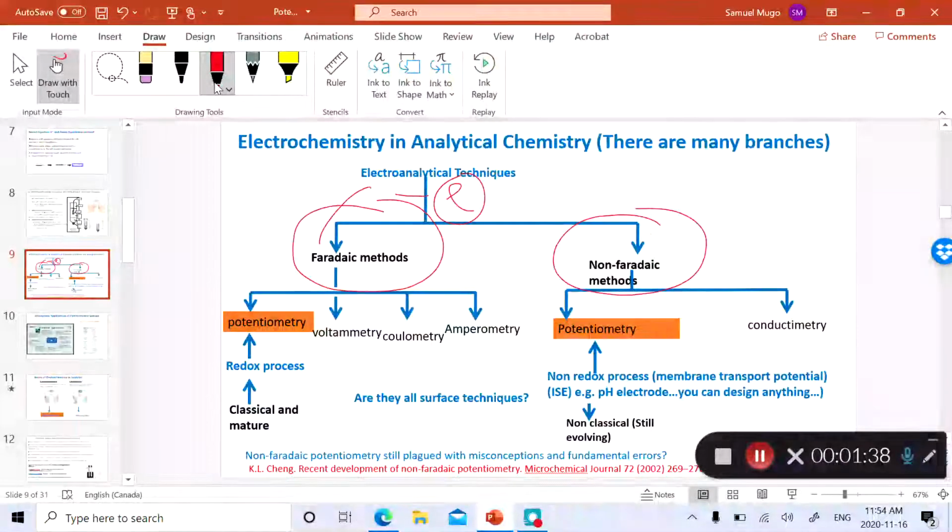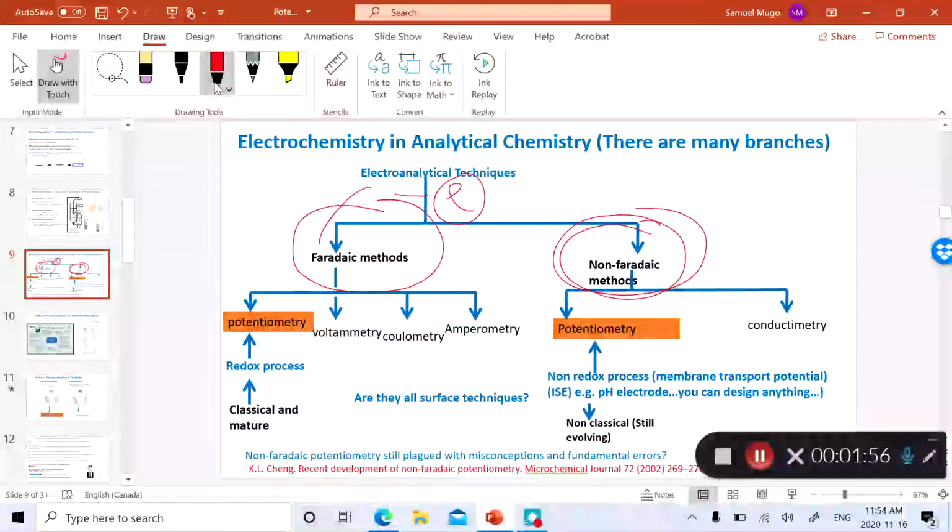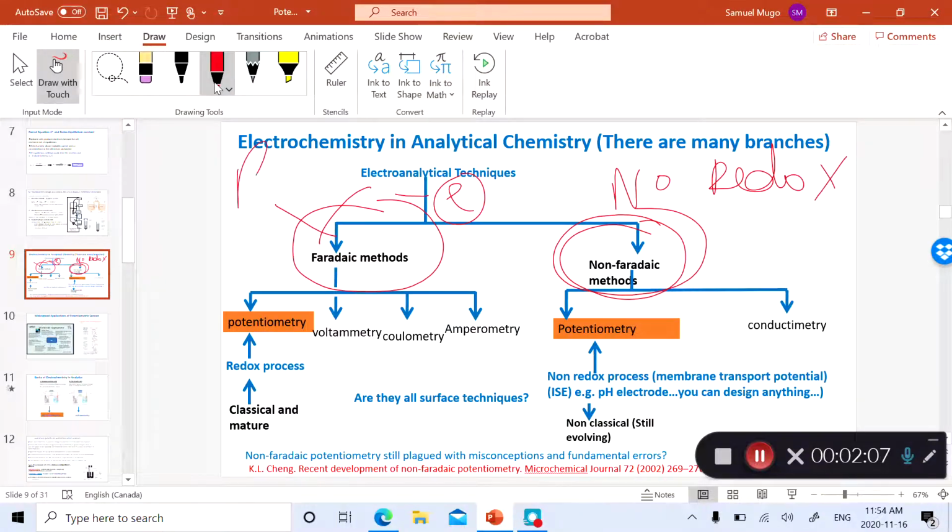Now, in non-Faradaic methods, on the other hand, even though you are measuring the current and the voltage, there's no reduction or oxidation that is taking place, all right? Even though there is potential difference involved, and I'm gonna discuss how that potential difference is obtained, there is no redox process, okay? So in this case, there's a redox process, whereas in this case, the non-Faradaic, there is no redox process, and as such, you do not have electrons being transferred.